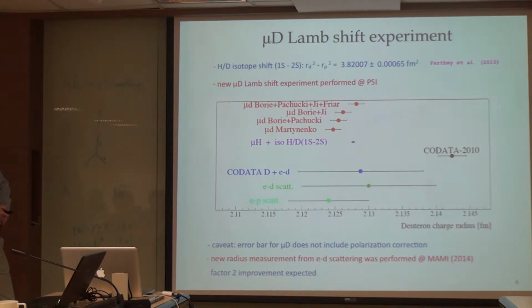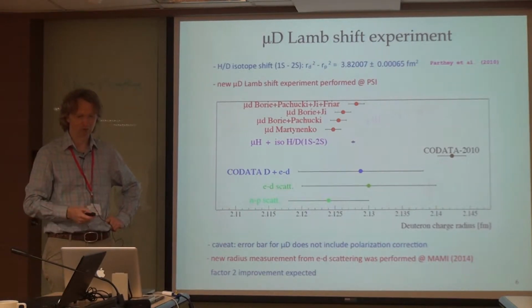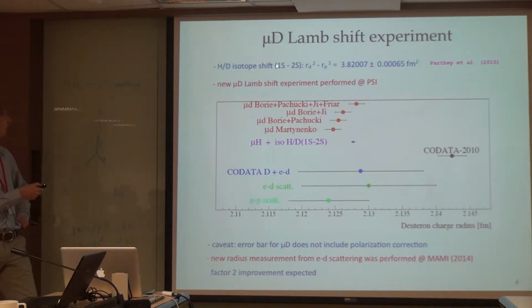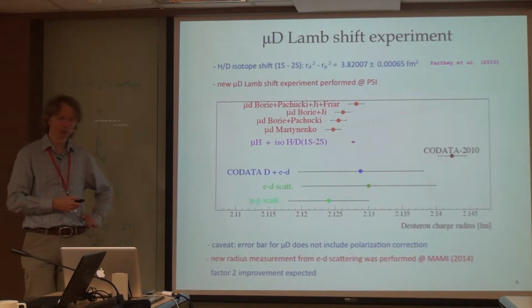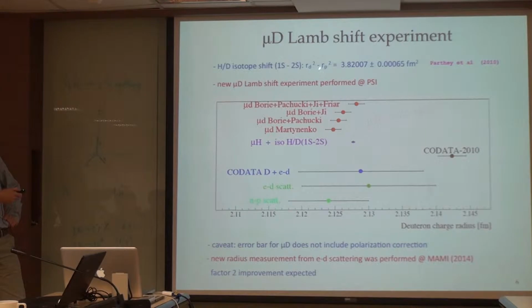And if one compares the radius with the muonic case, there are two observations. The first one is there is one independent piece of evidence, which is the so-called hydrogen-deuterium isotope shift. This is a difference between a 1s and a 2s level in ordinary hydrogen, and this allows a very precise measurement of the difference of the RMS radii squared of the deuteron and the proton. And so this gives a specific number.